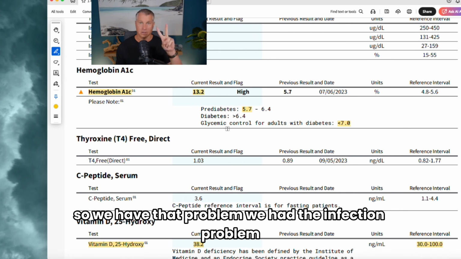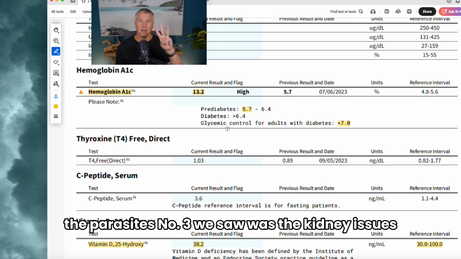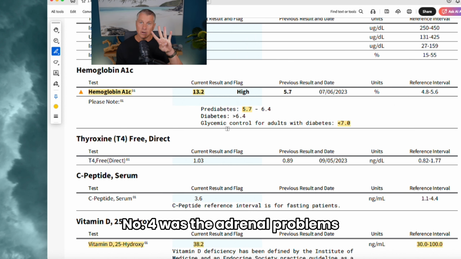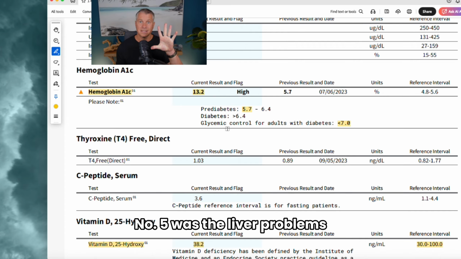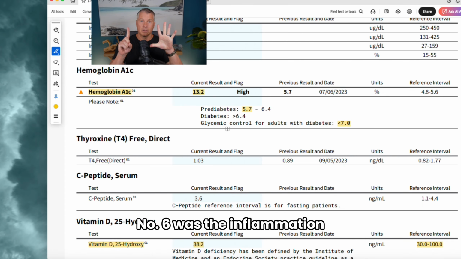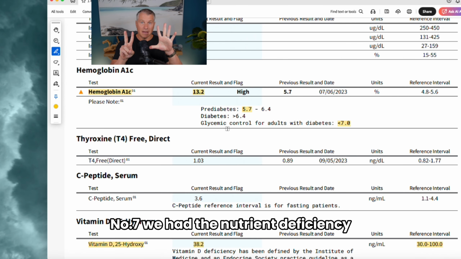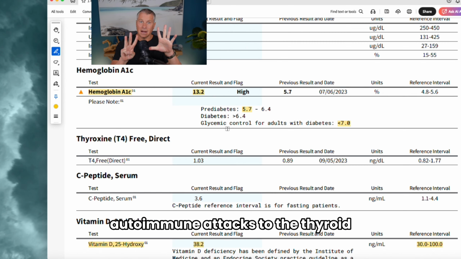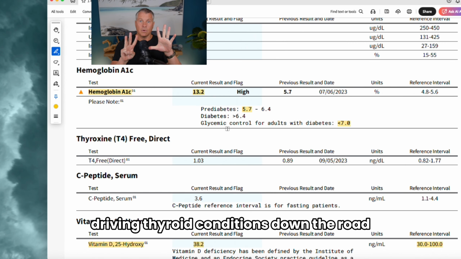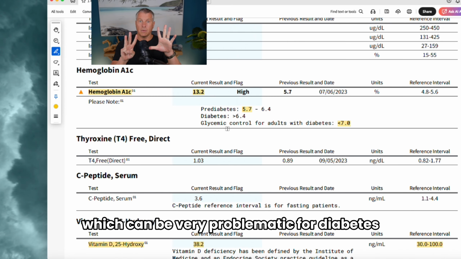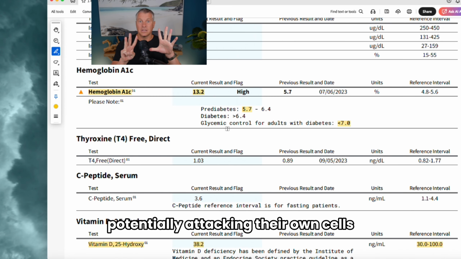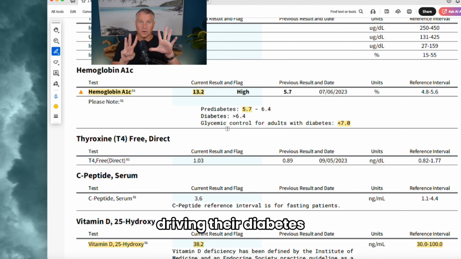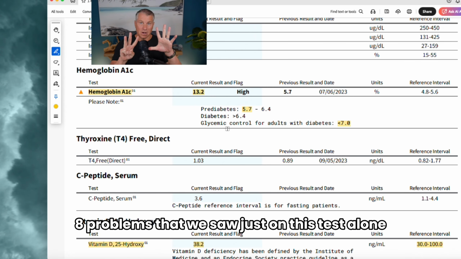We had the infection problem, the parasites. Number 3 we saw was the kidney issues. Number 4 was the adrenal problems. Number 5 was the liver problems. Number 6 was the inflammation. Number 7, we had the nutrient deficiency. And number 8, we just talked about, we had this underlying autoimmune attack on the thyroid, driving thyroid conditions down the road, which can be very problematic for diabetes, and more importantly, potentially attacking their own cells, driving their diabetes. Eight problems that we saw just on this test alone.